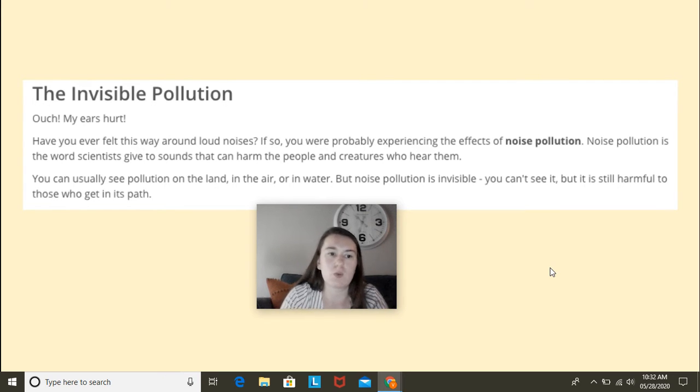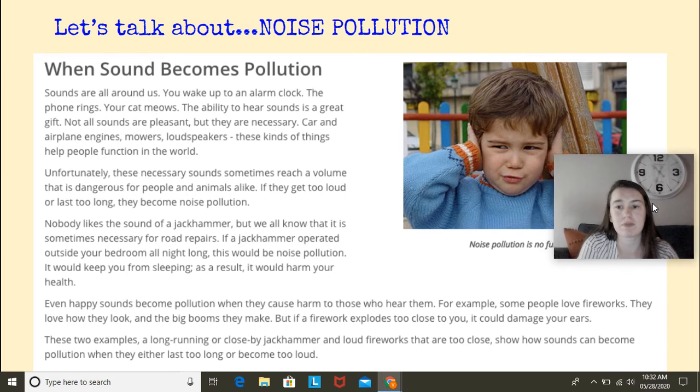Noise pollution is the word scientists give to sounds that can harm the people and creatures who hear them. So you can usually see pollution on land, in the air, or in water. We've talked about that a lot, right? But noise pollution is invisible. You can't see it, but it's still harmful to those who get in its path.